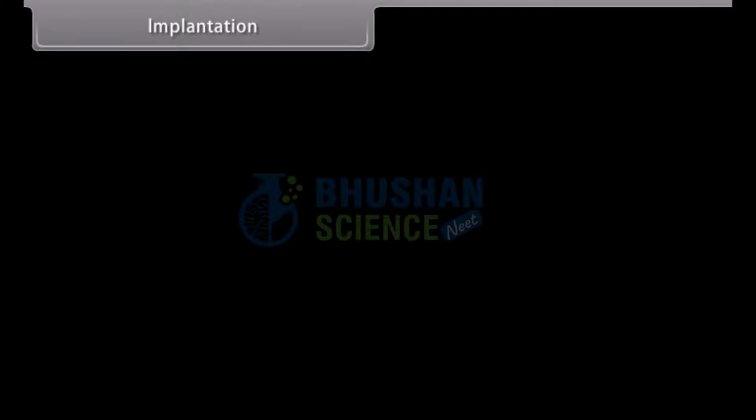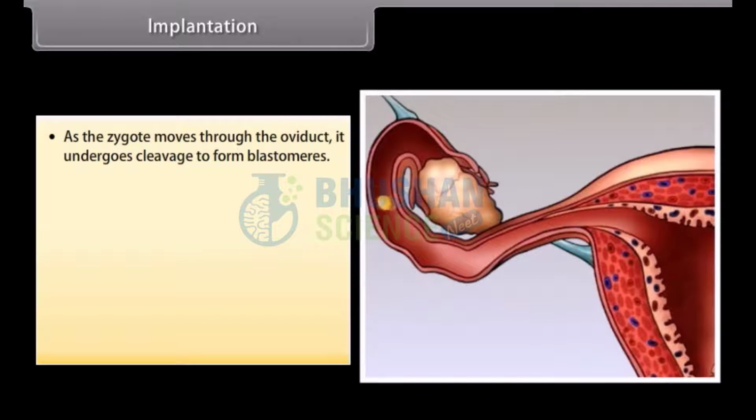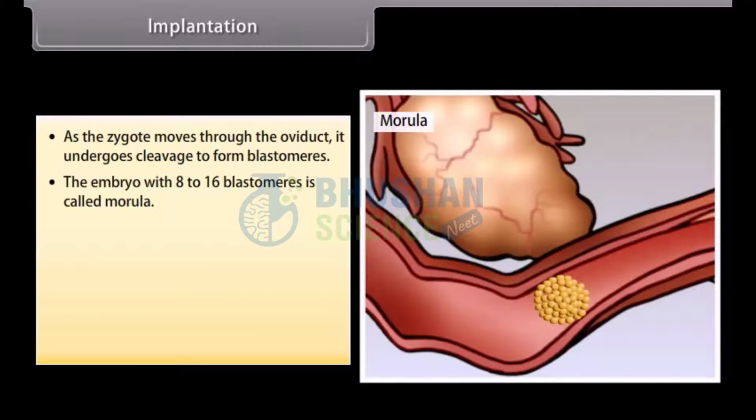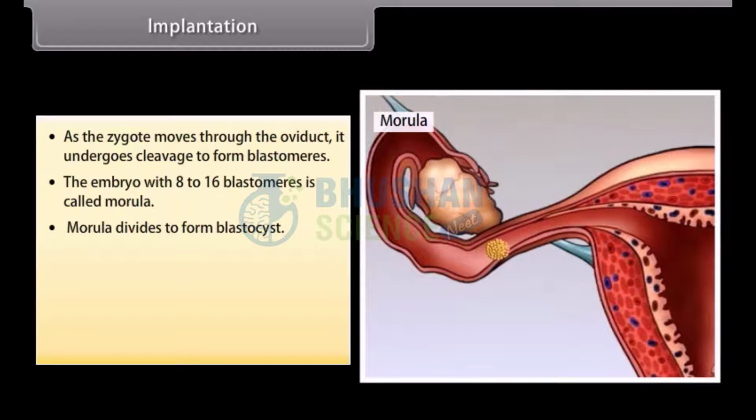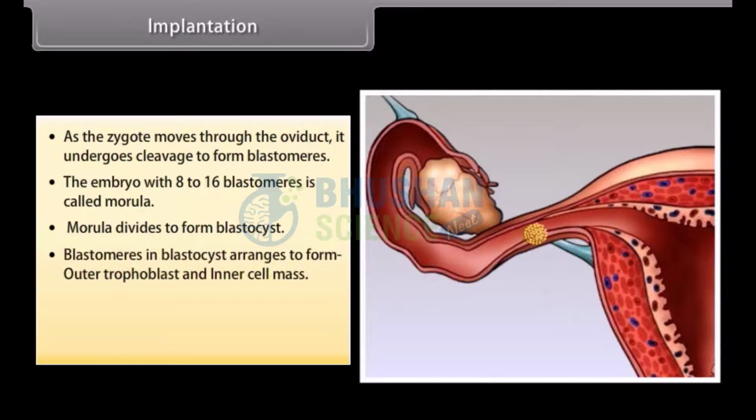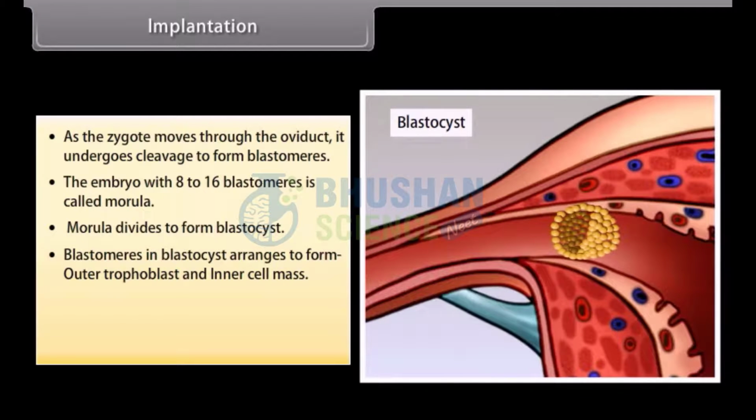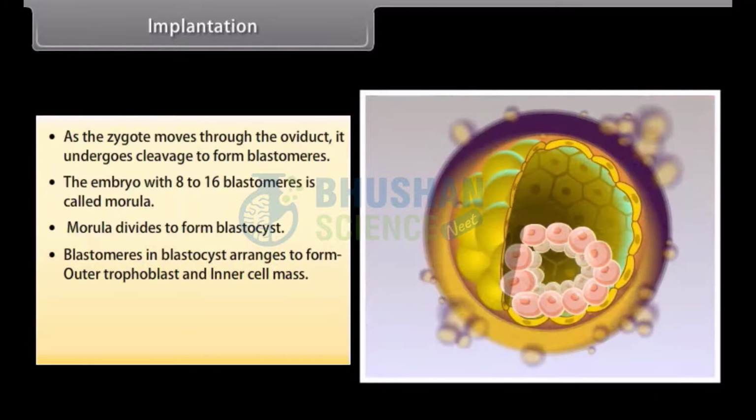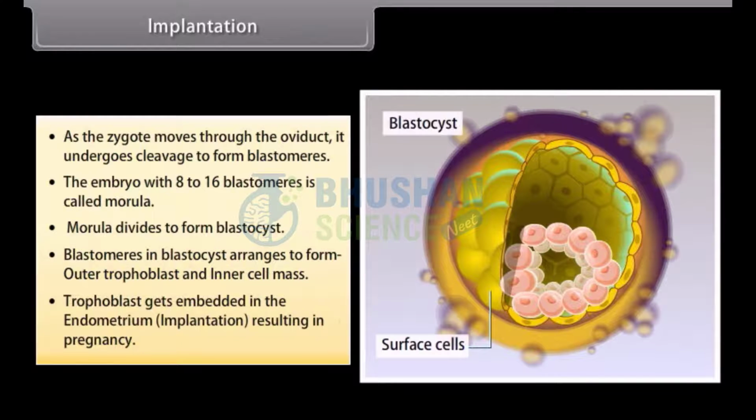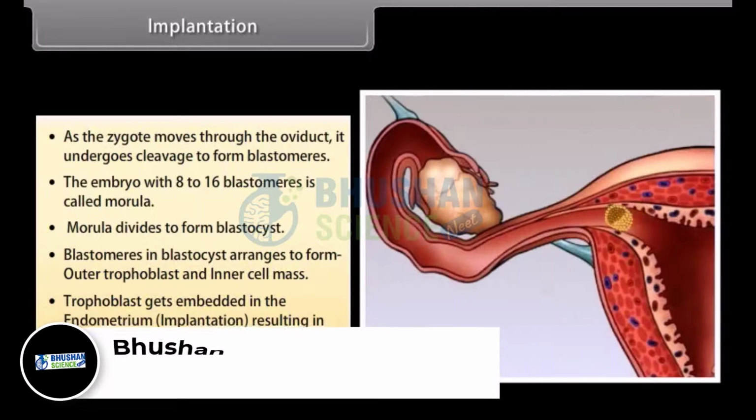Implantation. As the zygote moves through the oviduct, it undergoes cleavage to form blastomeres. The embryo with 8 to 16 blastomeres is called morula. Morula divides to form blastocyst. Blastomeres in blastocyst arranges to form outer trophoblast and inner cell mass. Trophoblast gets embedded in the endometrium or implantation, resulting in pregnancy.